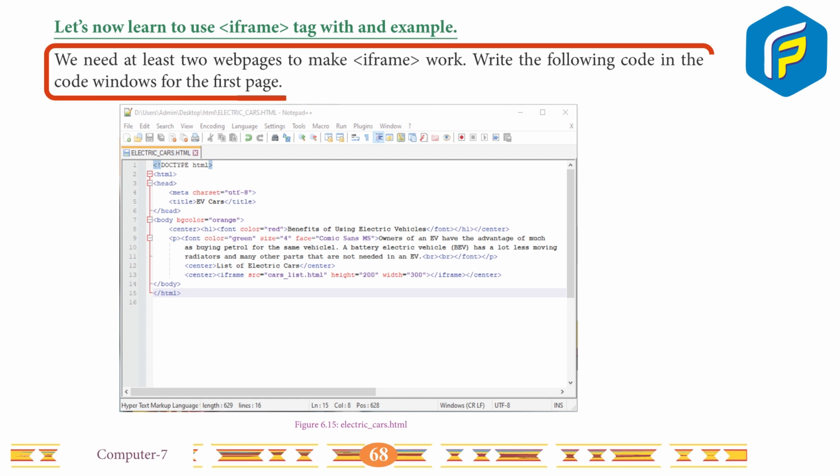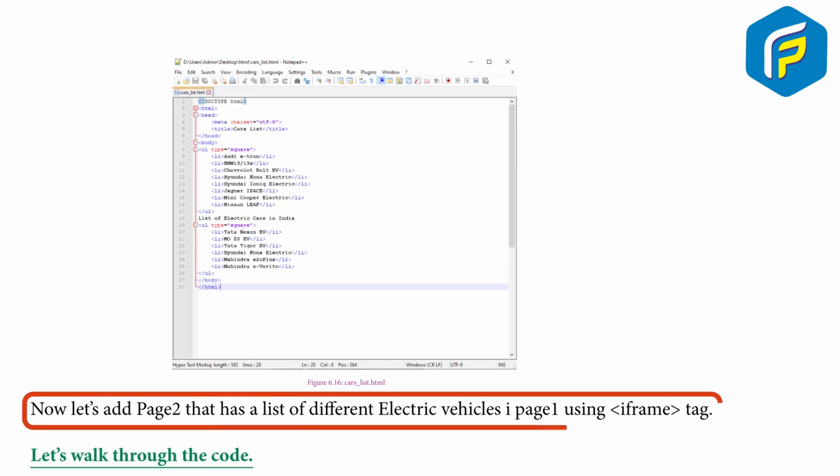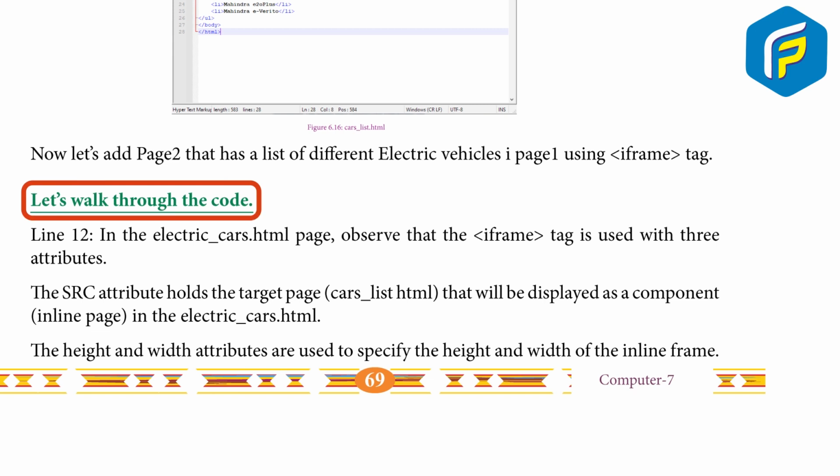We need at least two web pages to make iframe work. Write the following code in the code window for the first page. Now let's add page 2, which has a list of different electric vehicles, to page 1 using the iframe tag. Let's walk through the code.